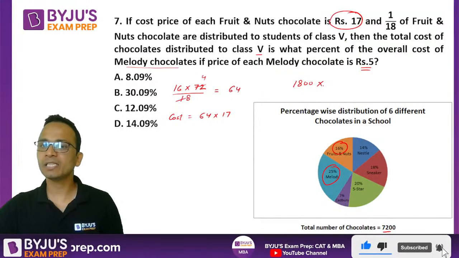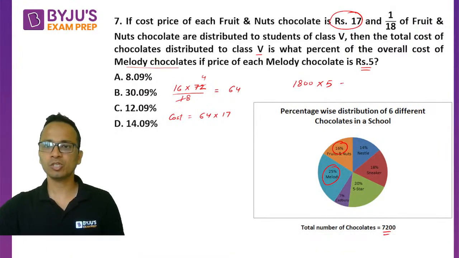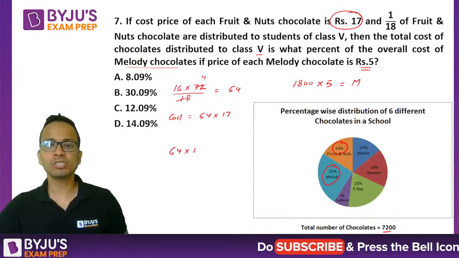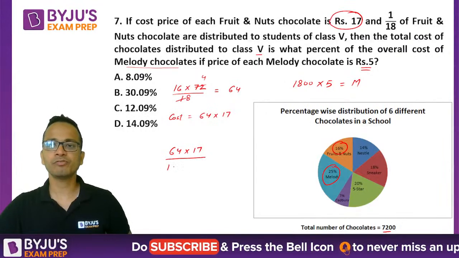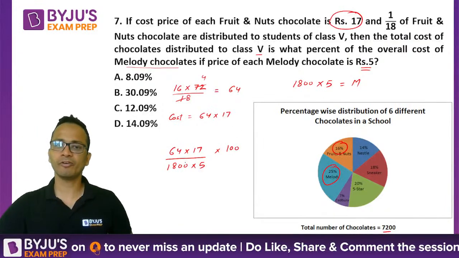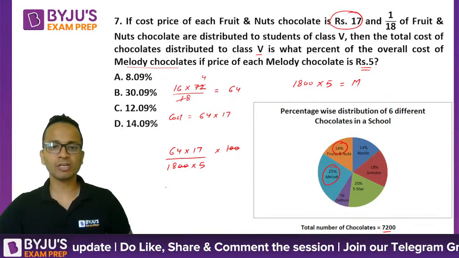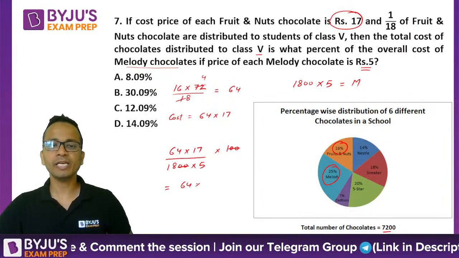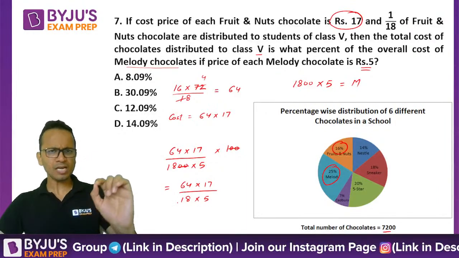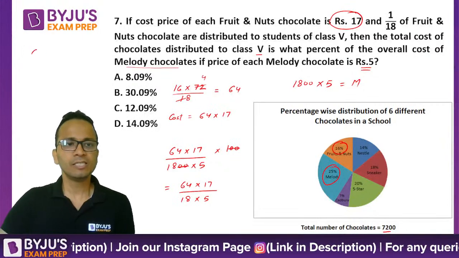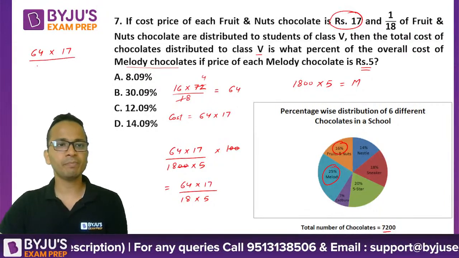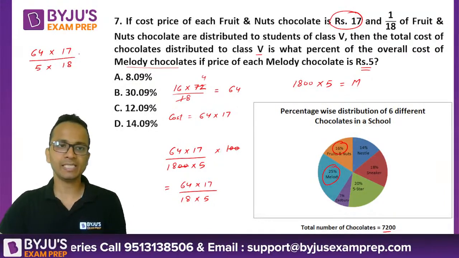And what is the price of each? Into 5. So this is the total cost involved in Melody chocolates. So we have to find out 64 into 17 is what percentage of 1800 into 5. To calculate the percentage, multiply by 100, so this part will cancel. So the calculation in front of us is 64 into 17 divided by 18 into 5. Now the approximation technique. 64 into 17, look at the left hand side of your screens, divided by 5 into 18. I have written it like this.